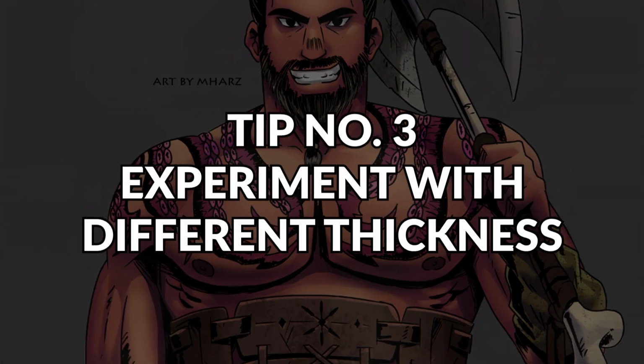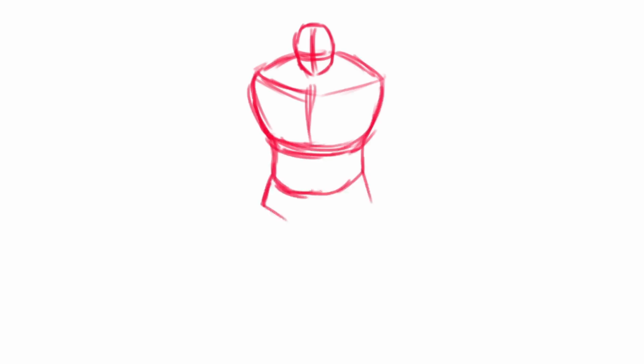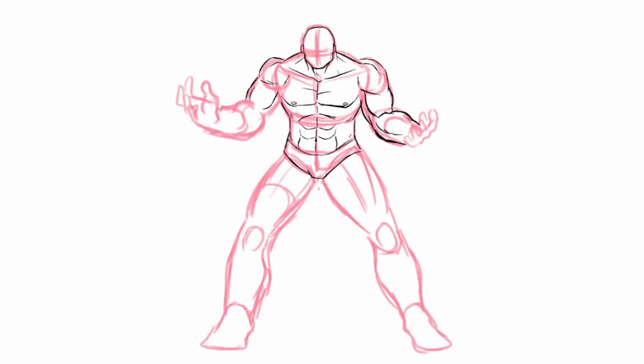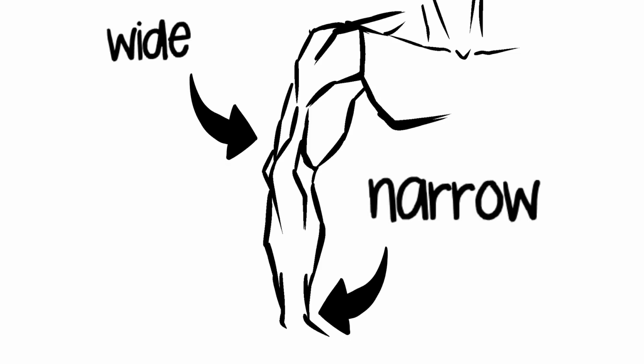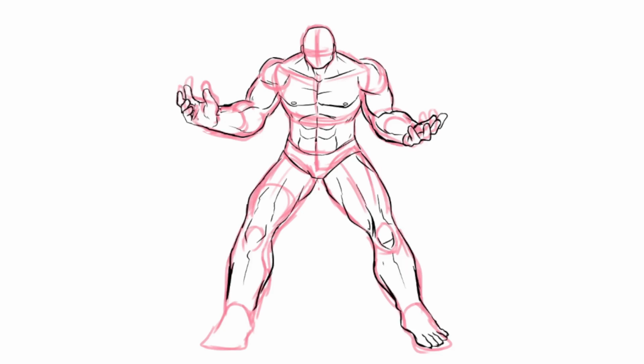To add more variety to the bodies you draw, experiment with different thickness on each body part. Like, if you want to draw a very bulky build a la Hulk, make the wrists and ankles really thick like a tree trunk or something. Typically, the wrist and ankles are narrower than the biceps and thighs respectively, and by adding more thickness to it, it really gives the impression that this character is incredibly bulky.